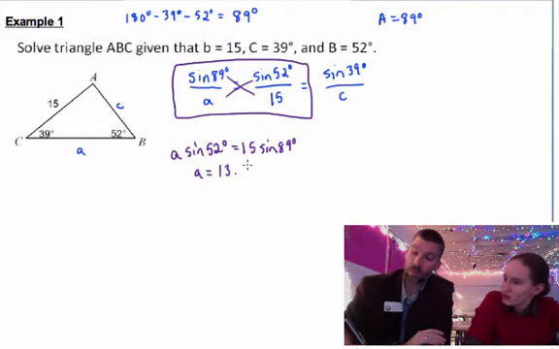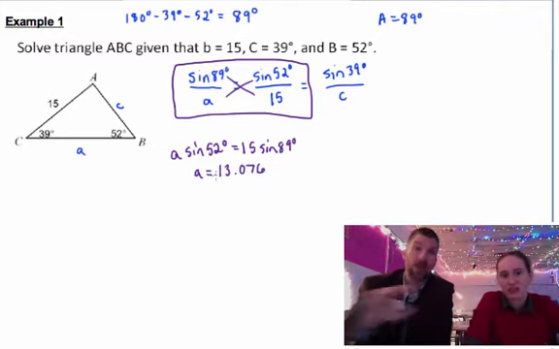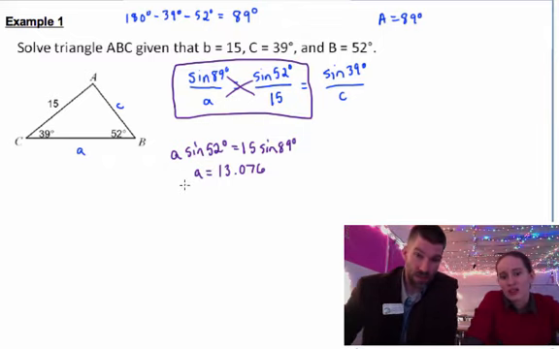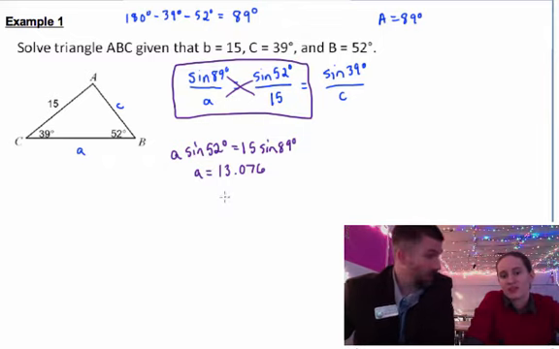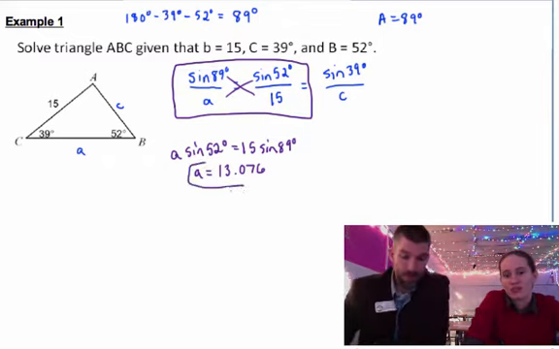So 13.075, or if you round up, 13.076. Those are the only two things it could be. You cannot have 13.08. That is incorrect for this problem, because there's no reason to round.